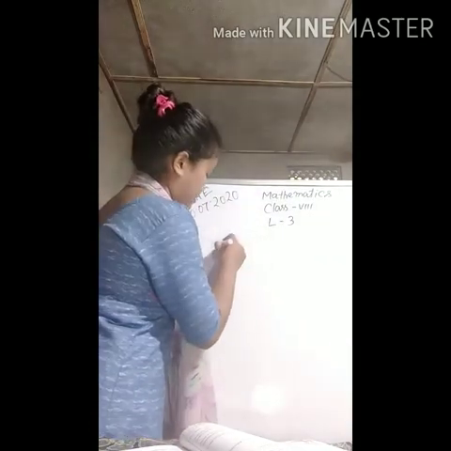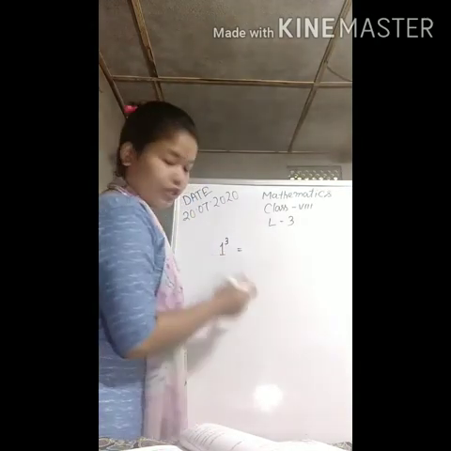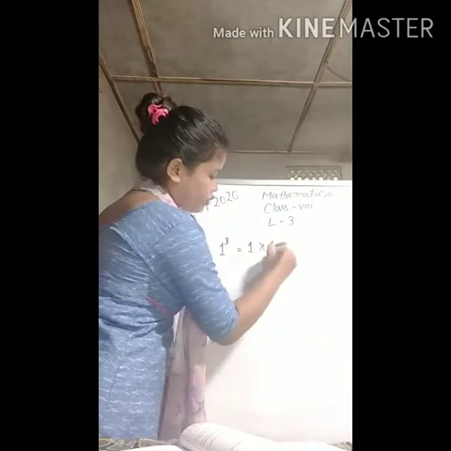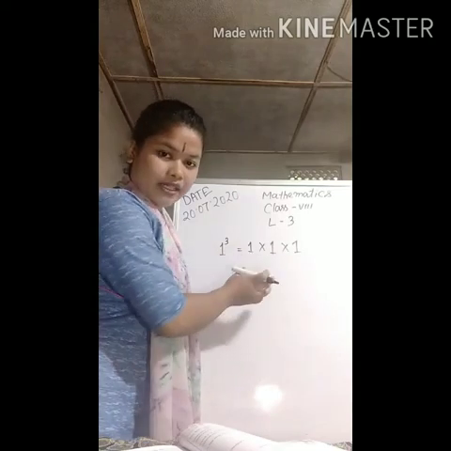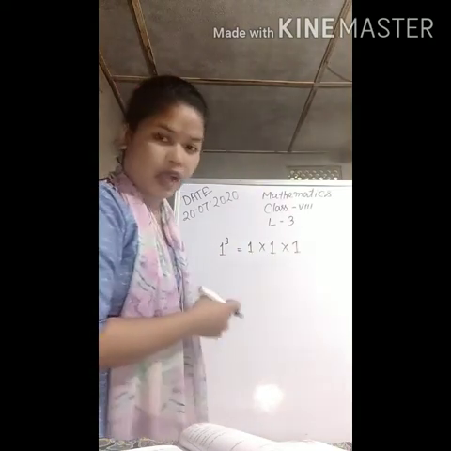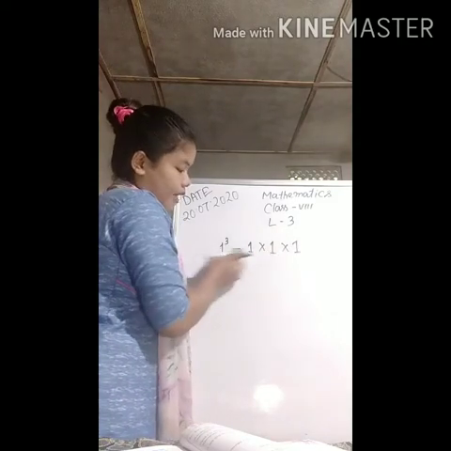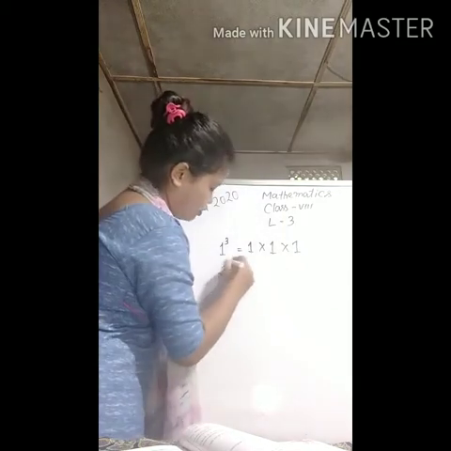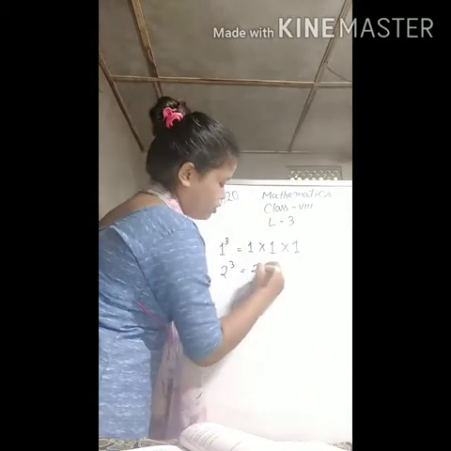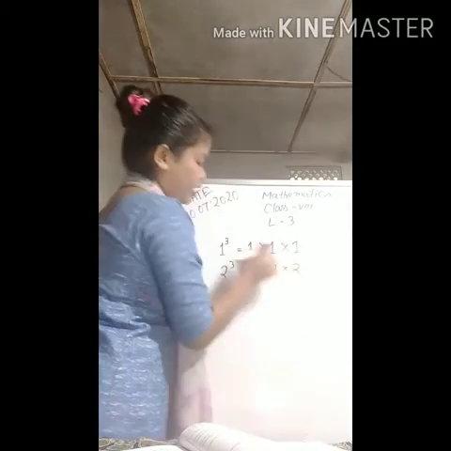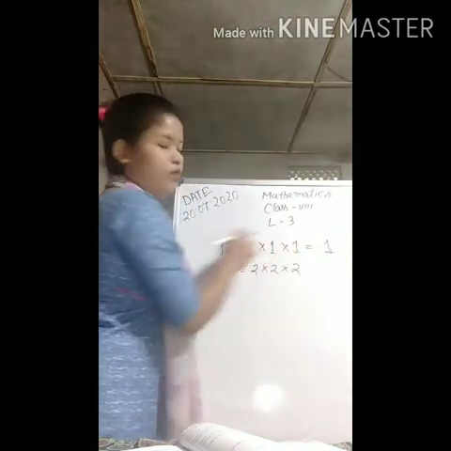So cube numbers, see, it is 1 cube. That means we can write this 1 cube as 1 into 1 into 1. The same number is multiplied 3 times. 2 cube, that means we should multiply 2 three times. It means 2 into 2 into 2. The answer of 1 cube should be 1 only, because 1 into 1 into 1 is 1.